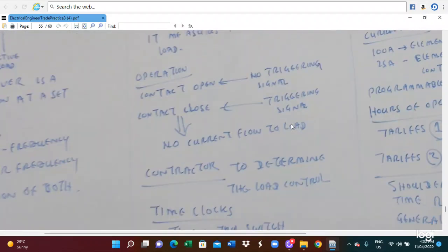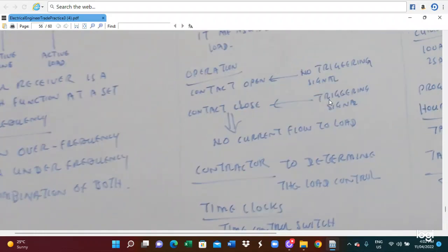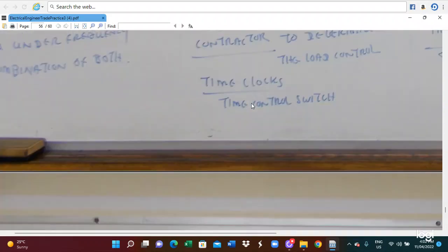At this place, we are talking about the water heater system. Also, we are talking about the tariff system.